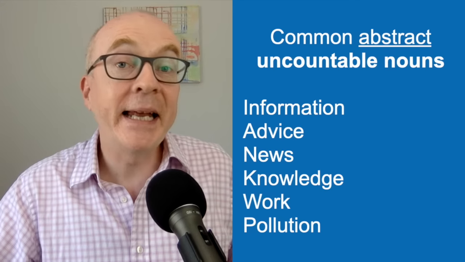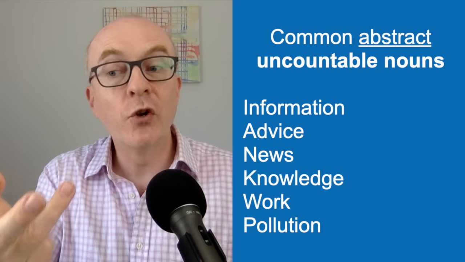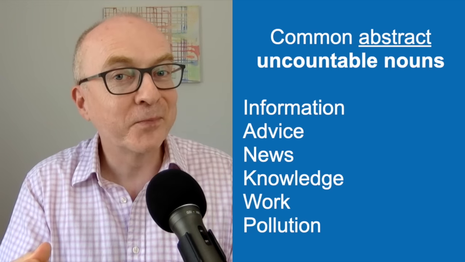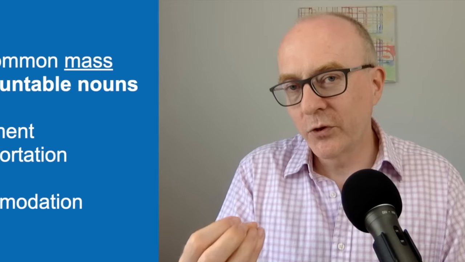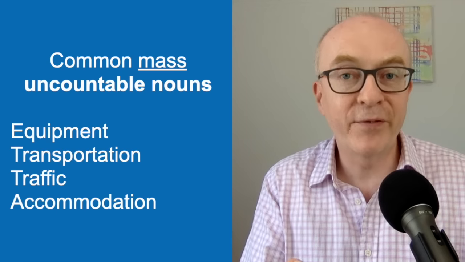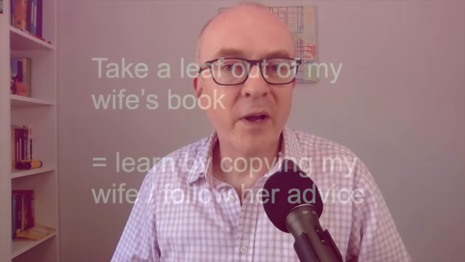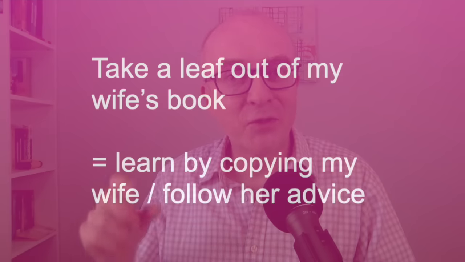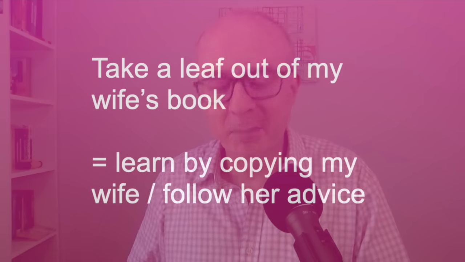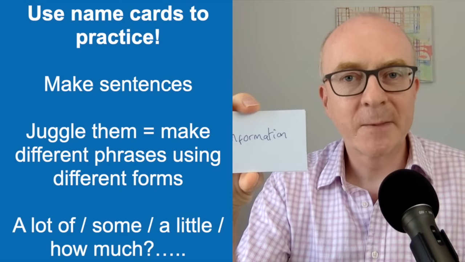So for example, right, many abstract nouns are uncountable, like information, advice, news, knowledge, work, pollution. Many mass nouns are also uncountable. Equipment, transportation, traffic, accommodation. So take a leaf out of my wife's book. Take a leaf out of somebody's book means follow their advice. Uncountable advice. Take these little cards, right? You've got some name cards. Write down some of the uncountable words and then just practice, right?